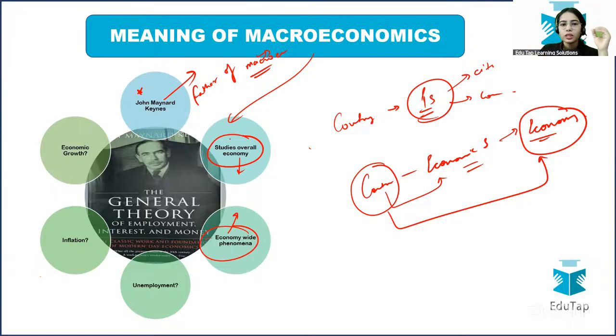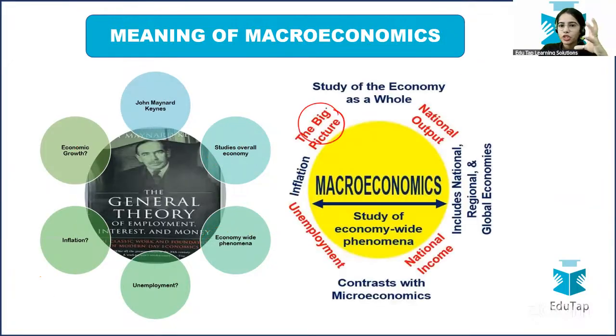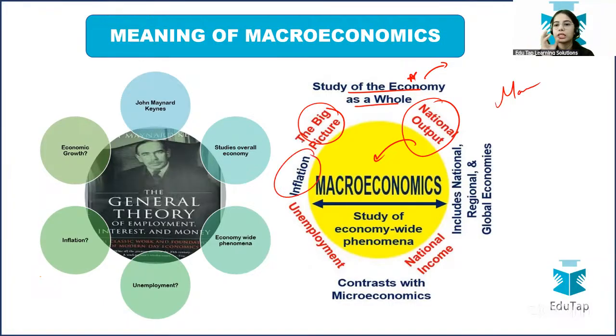So macroeconomics studies the overall economy, the overall country, and the economic activities in the country. It studies economy wide phenomena: the total production, the total consumption, the national income of the country, the poverty, the unemployment, the inflation. Unemployment, inflation, economic growth, all of these concepts come under macroeconomics. Macroeconomics sees the big picture; it studies the whole of the economic activities in the country. It provides us the idea about the national income, the regional income, global economies also. This is macroeconomics, where the big picture is seen and we study the whole of the economy.